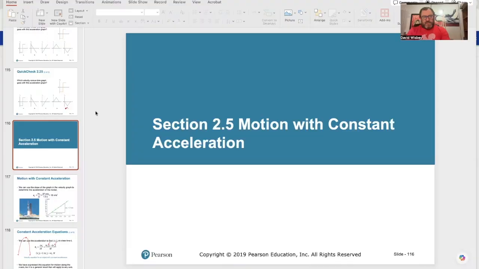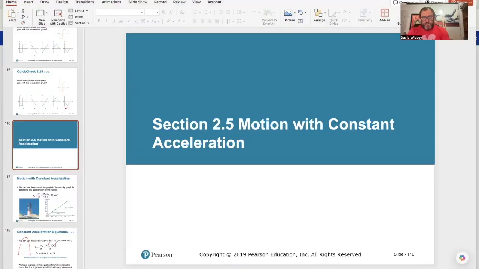This is going to be section 2.4, 2.5, actually 2.5 and 2.6 from the book. Okay, let's get started.